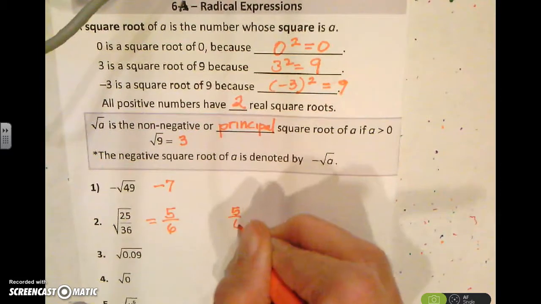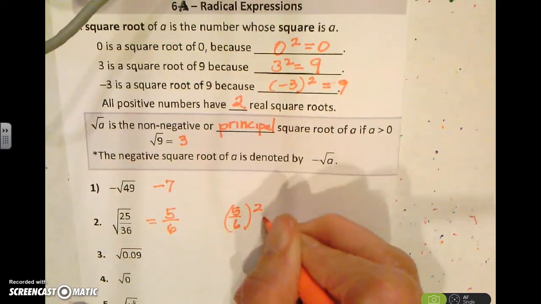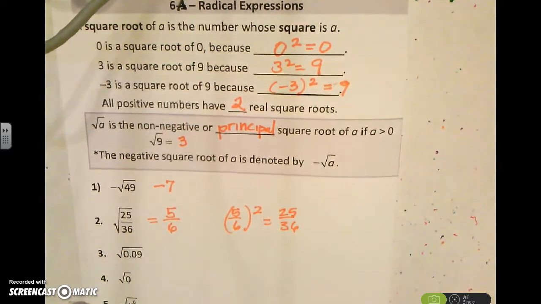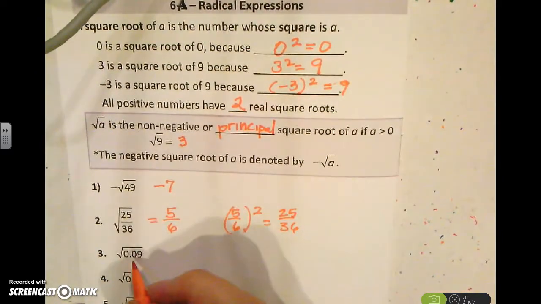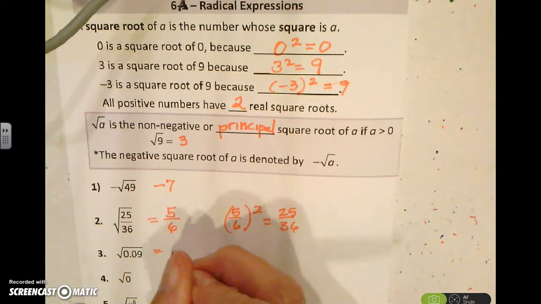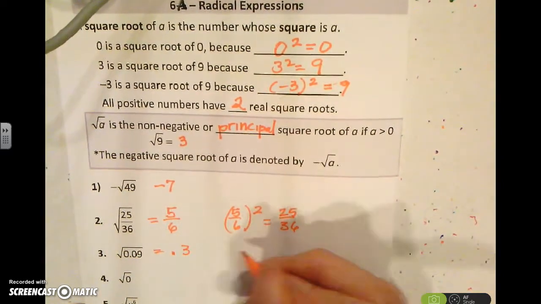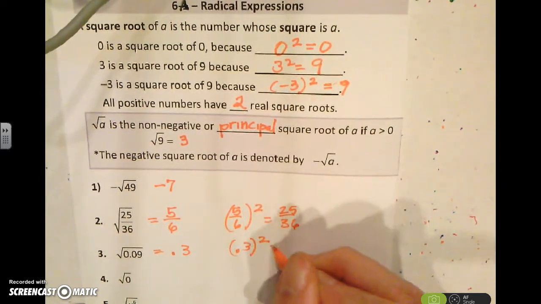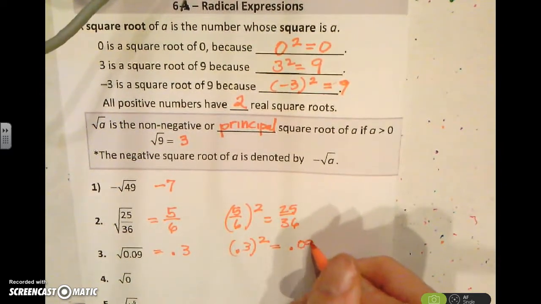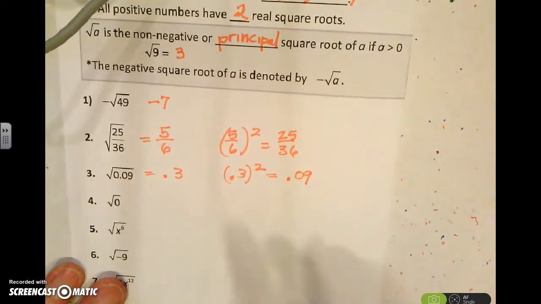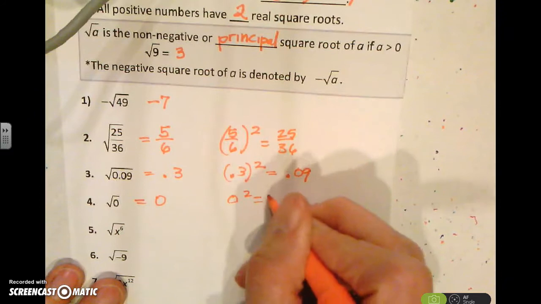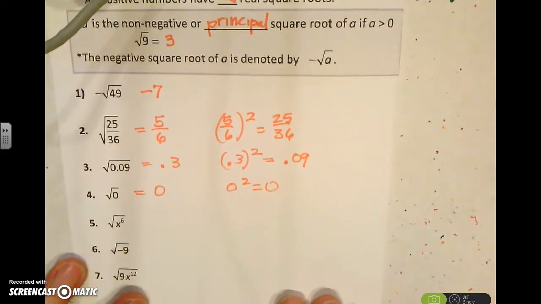The square root of 25 over 36 is 5 over 6. Why? Because if I take 5/6 to the second power, it's equal to 25 over 36. The square root of 0.09 is going to be 0.3. If you multiply 0.3 times itself, so square it, it's going to be equal to 0.09. Square root of 0 is 0 because 0 squared is 0.